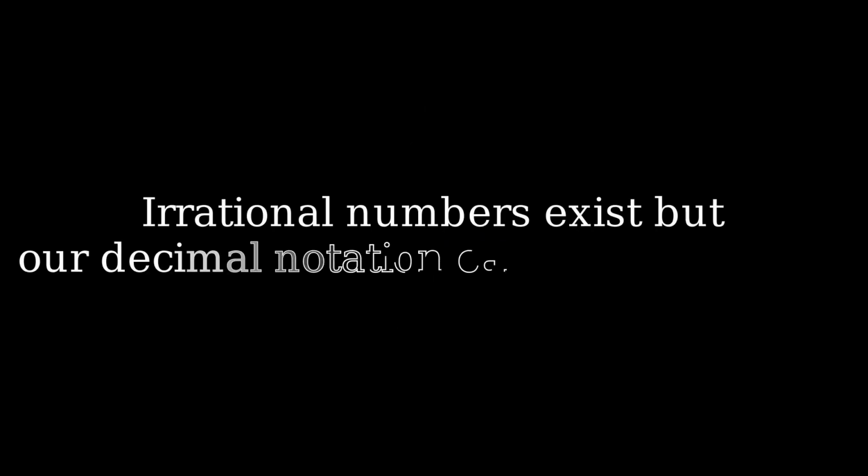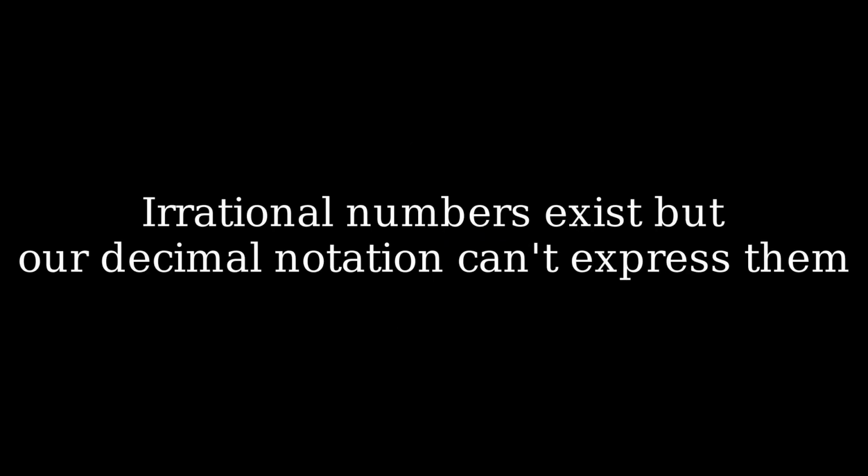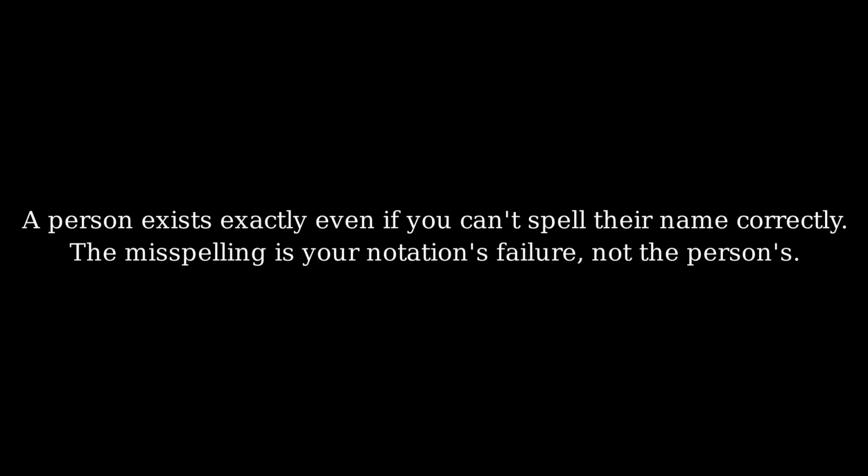Irrational numbers exist, but why can't we find their exact value? It's simply a limitation of our decimal notation. 5 root 2 is approximately equal to 7.071. That's the best we can do. A person exists even when we can't spell the name properly. It's our limitation, not the person's.